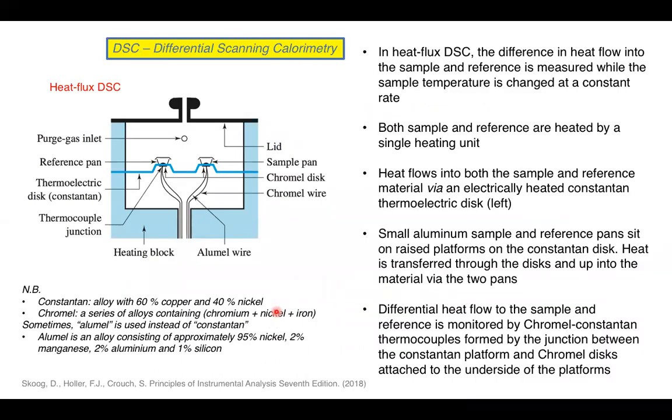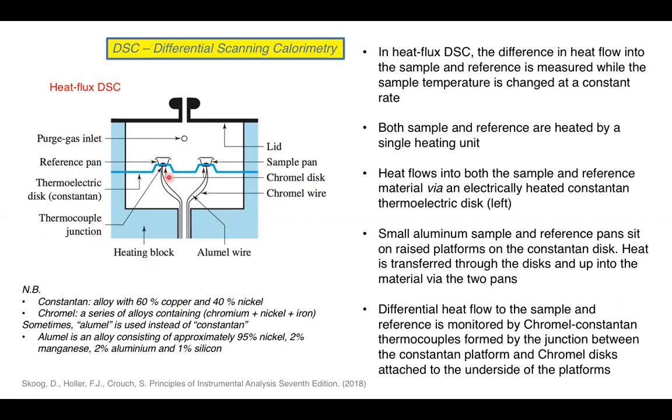Differential scanning calorimetry. If we look at heat flux DSC, we have an example of a heat flux DSC over here, where we have our two samples inside of the same instrument. We have the different gas purge inlets. The reference pan is here, the sample pan is here. It's all resting on a thermoelectric disc which is made of constantan. This is an alloy of 60% copper and 40% nickel.